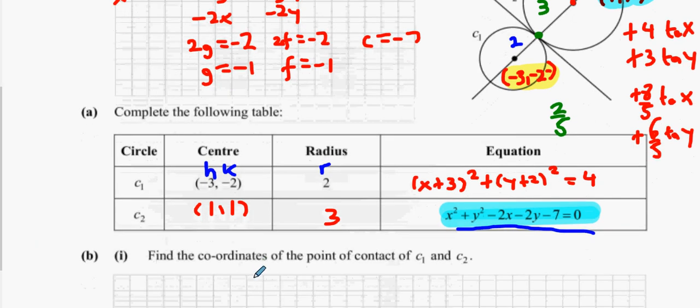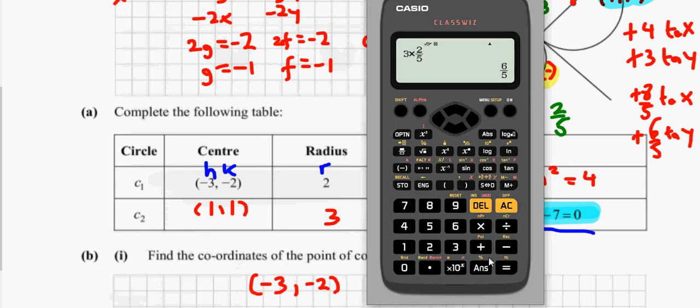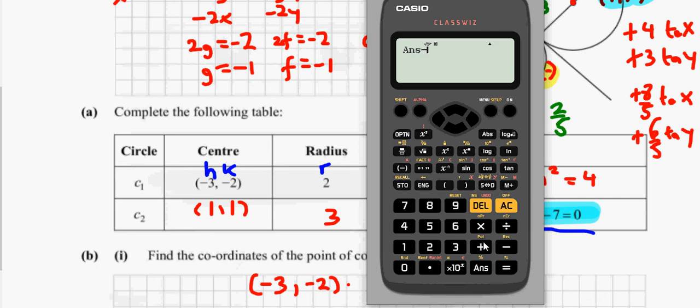So it's going to be minus 3, minus 2. Now you're going to add on your 8/5 to minus 3. So minus 3 plus 8/5. And that should get me to minus 7 over 5. And then minus 2 plus 6/5, and we get minus 4 over 5.